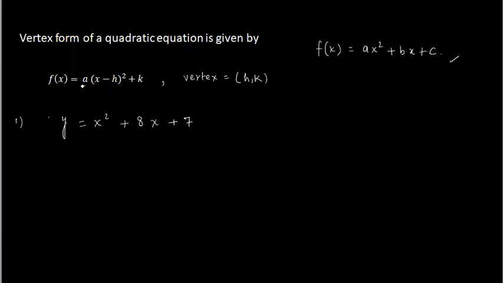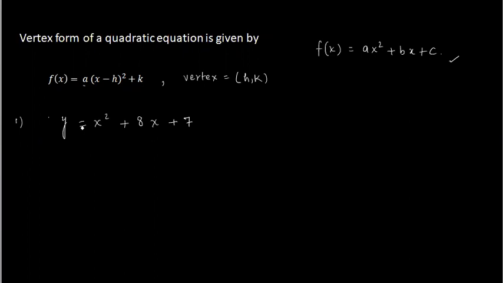Here, a denotes whether our parabola opens upward or downward. h denotes the horizontal shift, how much is the distance of the vertex from the origin, and k denotes the vertical shift, meaning how far above or below the x-axis our parabola is. Let us learn how we can easily convert a quadratic equation into vertex form.